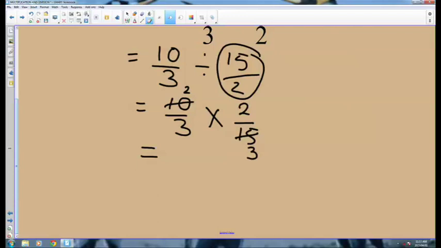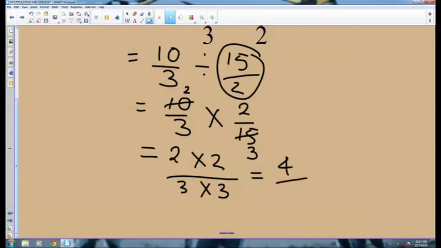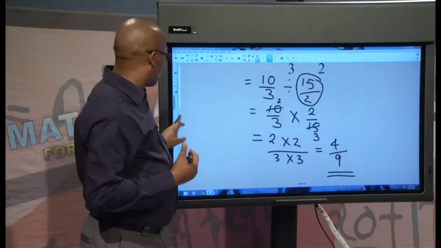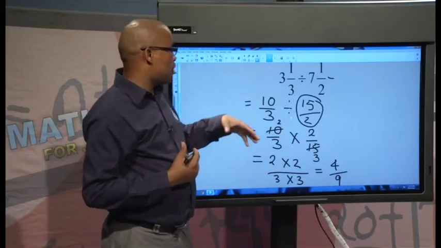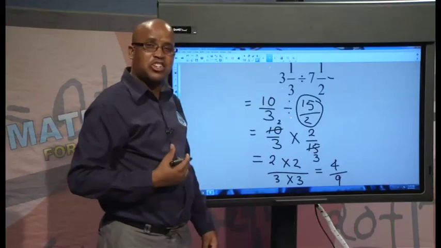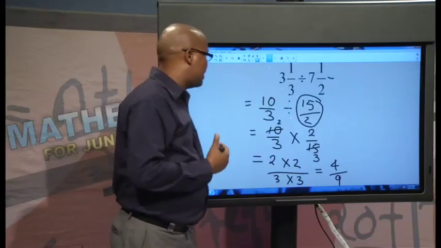So this will be 2 times 2 divided by 3 times 3. This will be 2 times 2 is 4 divided by 3 times 3 is 9. So the answer is 4/9. This is how you divide a mixed number. You change the mixed number into an improper fraction. Then after changing it into an improper fraction, you now change the division sign into multiplication and then invert whatever comes after the division sign.